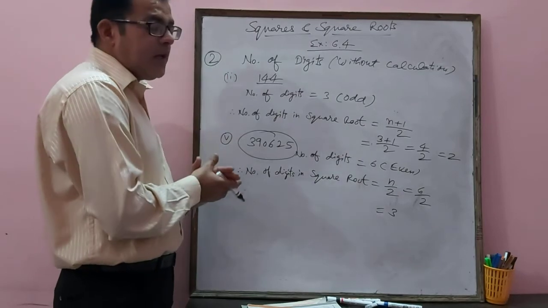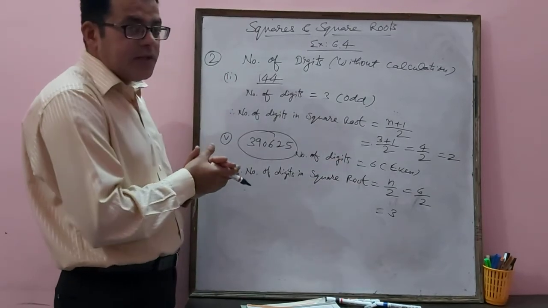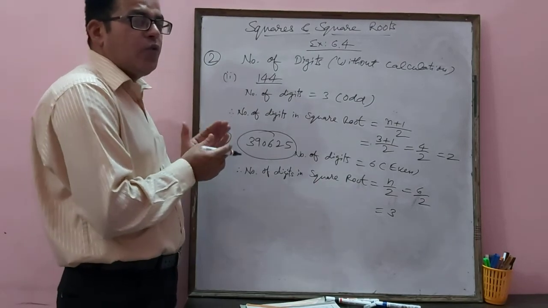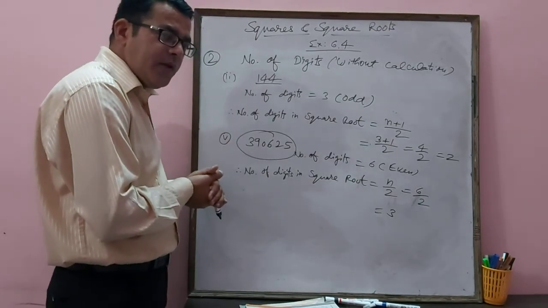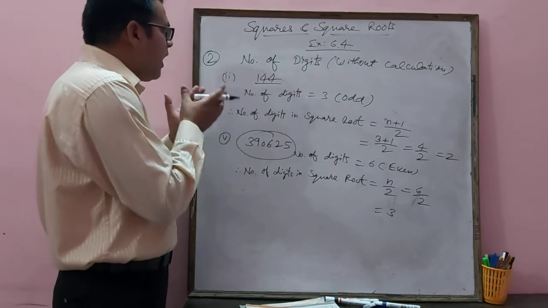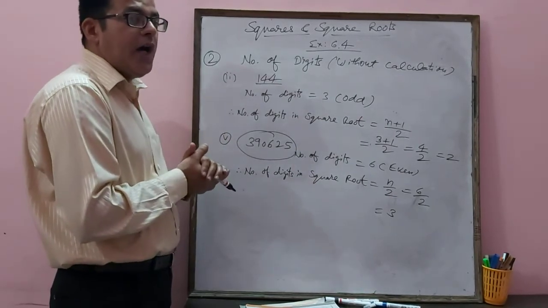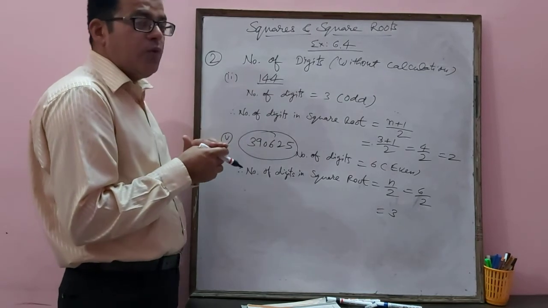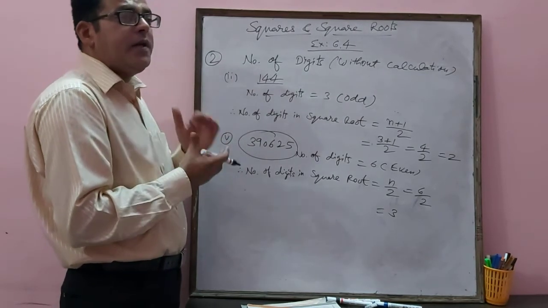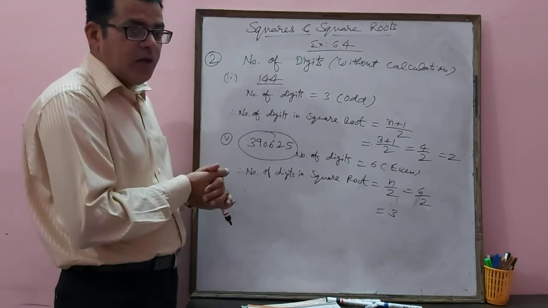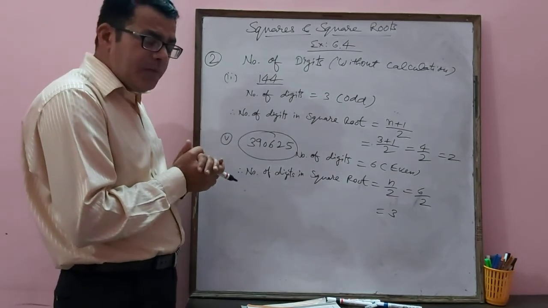In today's class we discussed, first, the division method to find the square root of numbers, and second, how we can find, without finding the square root, how many digits the square root of a number will have. So two things we learned today. Hope you understand both concepts.